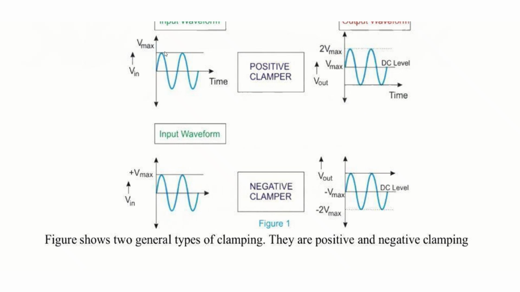The input voltage we apply has a positive peak Vmax and a negative peak minus Vmax. The peak to peak voltage is 2 Vmax. Under a positive clamper, the maximum peak will appear at 2 Vmax, the zero axis will move to Vmax, and at minus Vmax we will get zero voltage. This waveform is obtained under the condition that we are using an ideal diode.